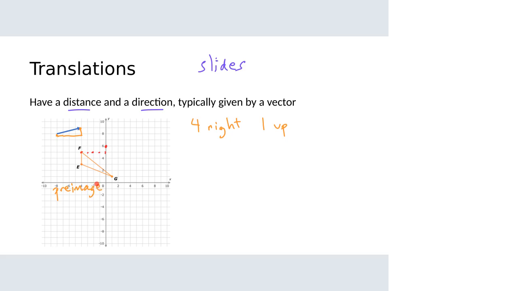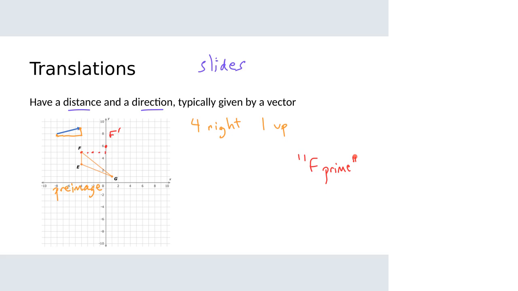And after we move it, we're not going to call the new vertex F anymore. That would be confusing. Instead, we're going to call it F with an apostrophe, that is F prime. And that's going to be a part of our image, F prime.